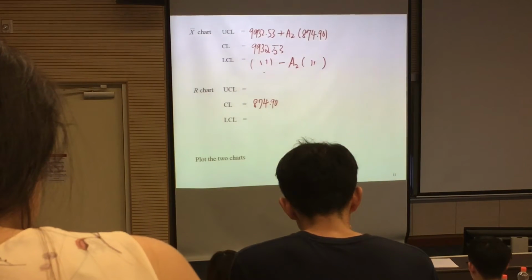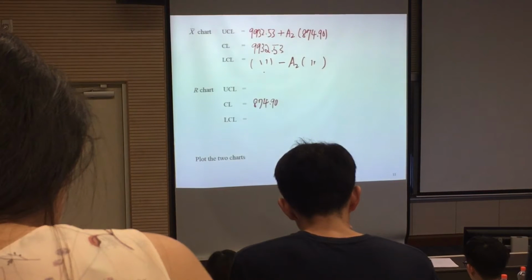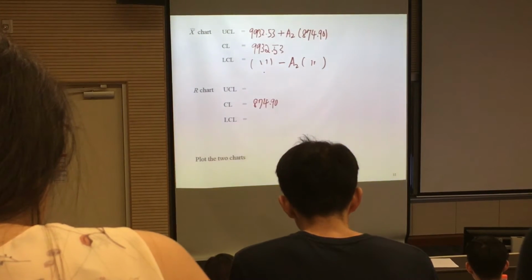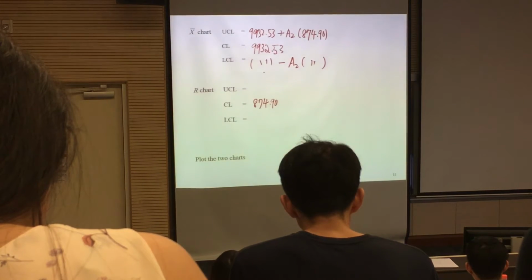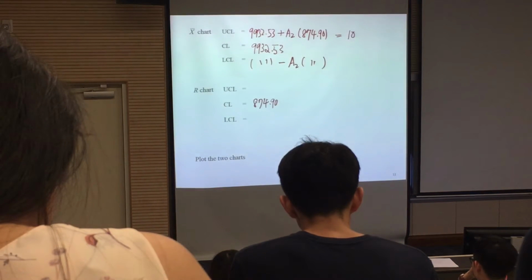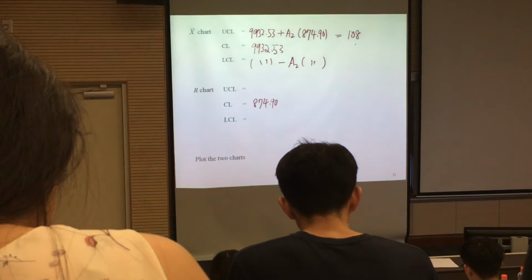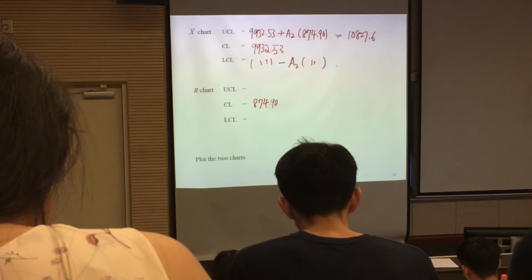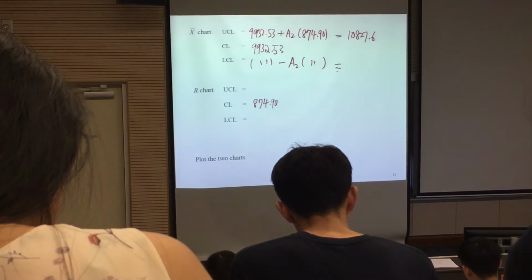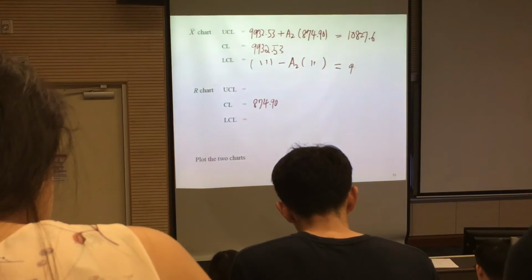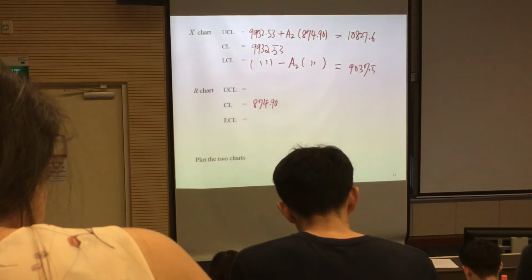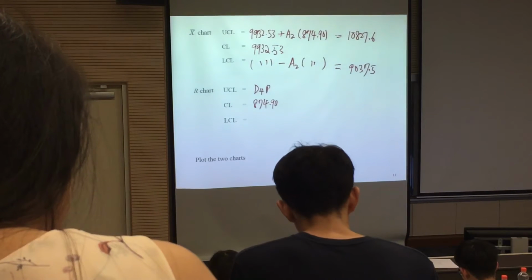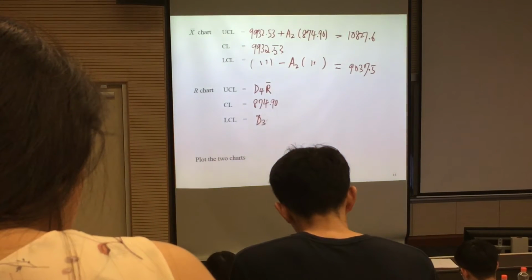So you check for yourself. This is 10827.6. I'm sorry, this is a bit dark for me because there's no light here, so I cannot see. And this one is 9037.5. Okay, and then this is D4 R bar, and this is D3 R bar.